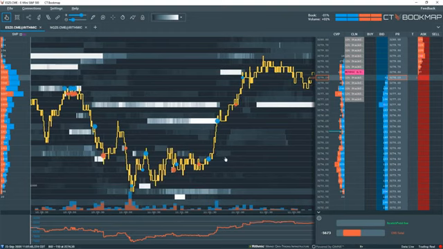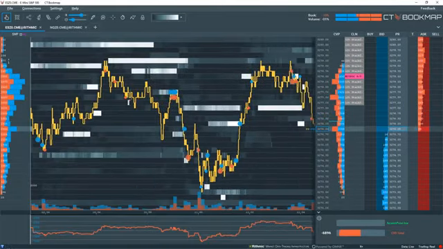I know that if it gets through the point of control, which is the point at which there's the highest volume, also in statistics called the mode, I know that if it gets through the mode here at 74 and a quarter and starts trading 74, I know that it's very, very likely to get down to 72.75.